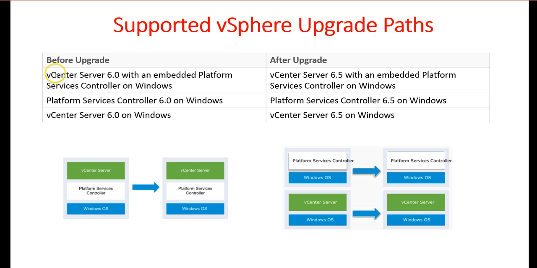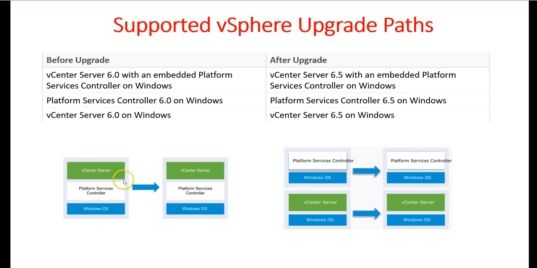So if we have a vCenter server 6.0 with the embedded Platform Services Controller on Windows, it's supported. After the upgrade you get vCenter server 6.5 with the embedded platform. And if you have the Platform Services Controller on a different machine and vCenter on a different machine, that is also supported. So both with the embedded Platform Services Controller and without it are supported from 6.0 to 6.5. So we are good.